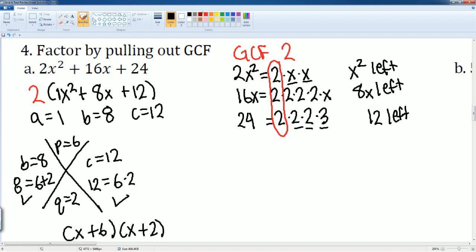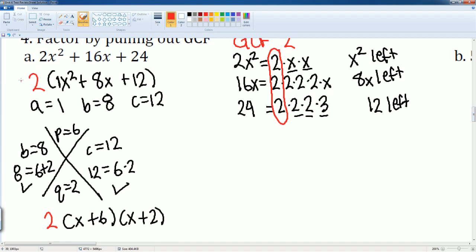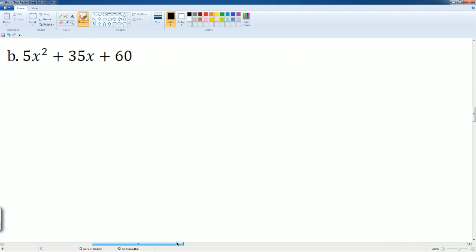Is that correct? No, we also have to bring down that 2. The 2 was the greatest common factor. You cannot forget to bring that down as well. Remember, we only factored what was left inside the parentheses. There you go. These are your factors. Okay, good. Same process for number 5.